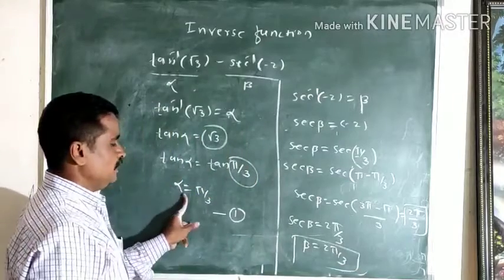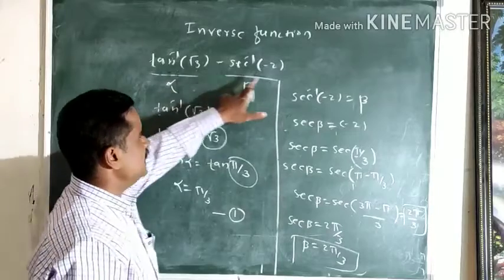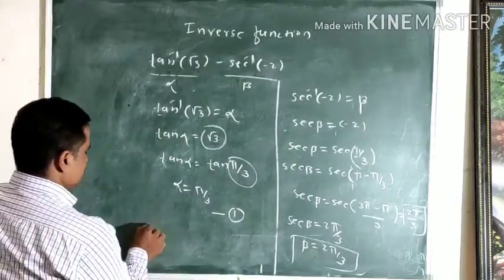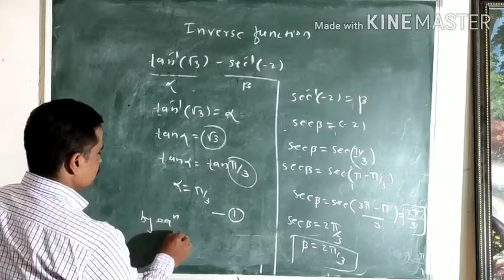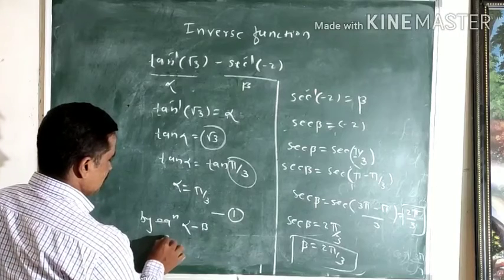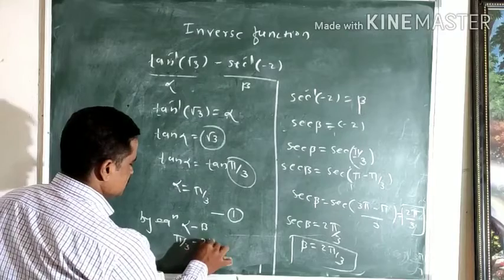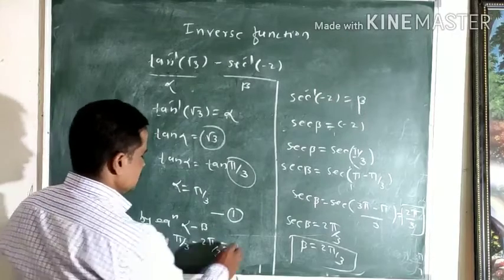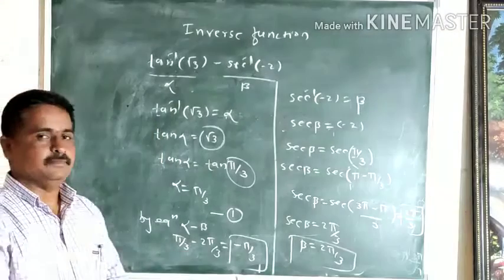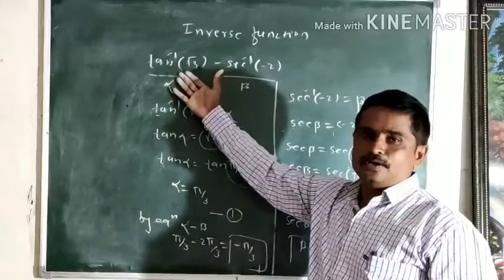So by equations number 1 and 2, we calculate alpha minus beta. Alpha has value pi by 3 and beta has value 2 pi by 3. So alpha minus beta equals pi by 3 minus 2 pi by 3, that is equal to minus pi by 3.